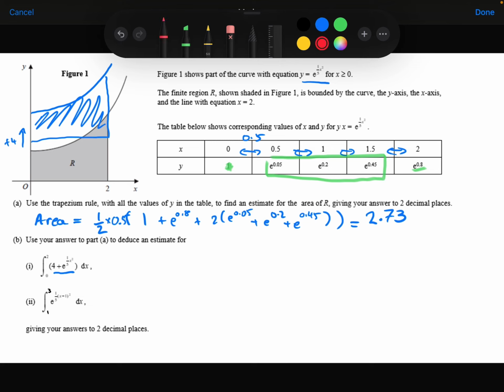And then I would have this extra rectangle underneath, where the area of that rectangle is, well, the base is 2, the height is 4, so the area of that rectangle is 8. So my answer would be 8 plus the area that got shifted up, which is 2.73, which is 10.73.